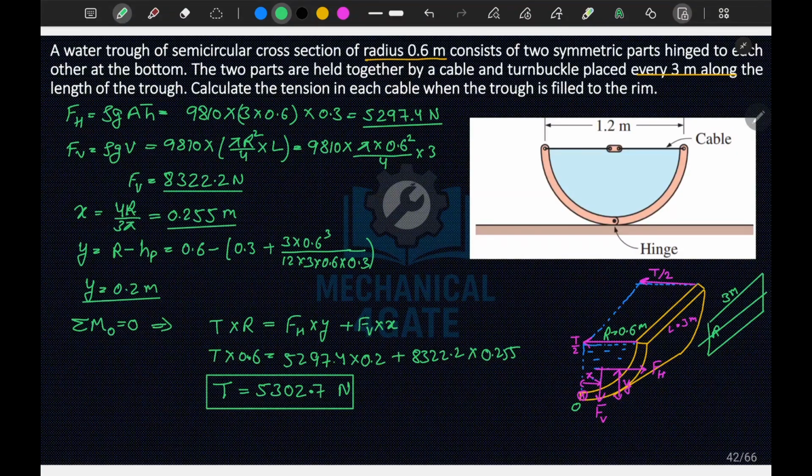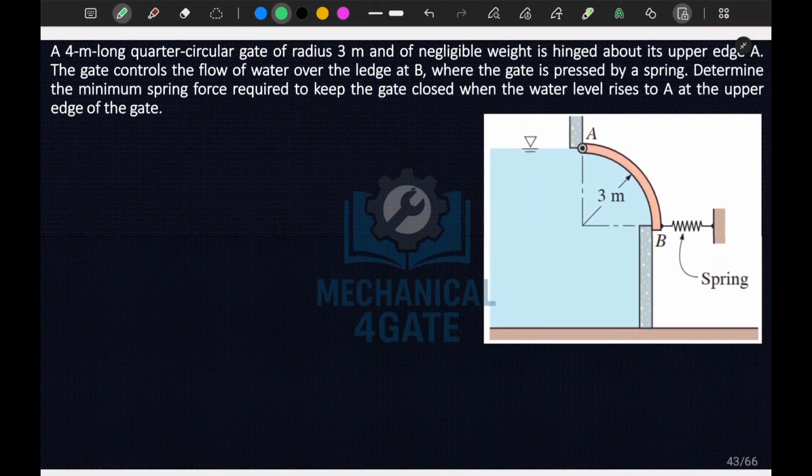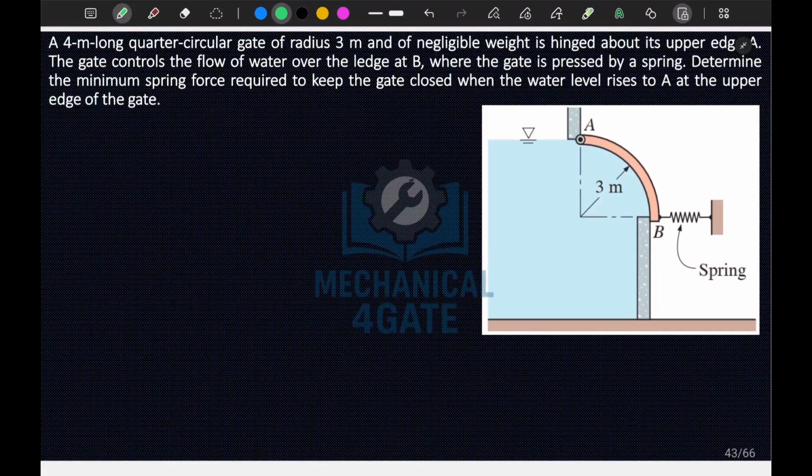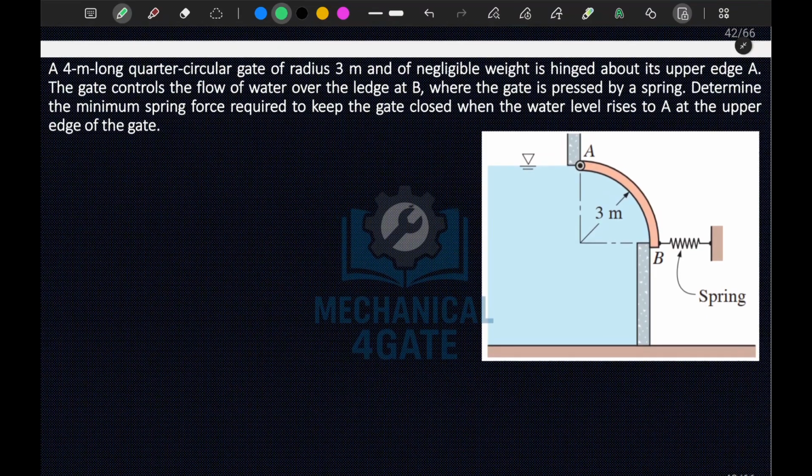Now we will be moving to the next solution, that is this one. A 4 meter long quarter circular gate of radius 3 meter and negligible weight is hinged about its upper edge A. The gate controls the flow of water over the ledge at B. Determine the minimum spring force required to keep the gate closed when the water level rises to A at the upper edge of the gate.